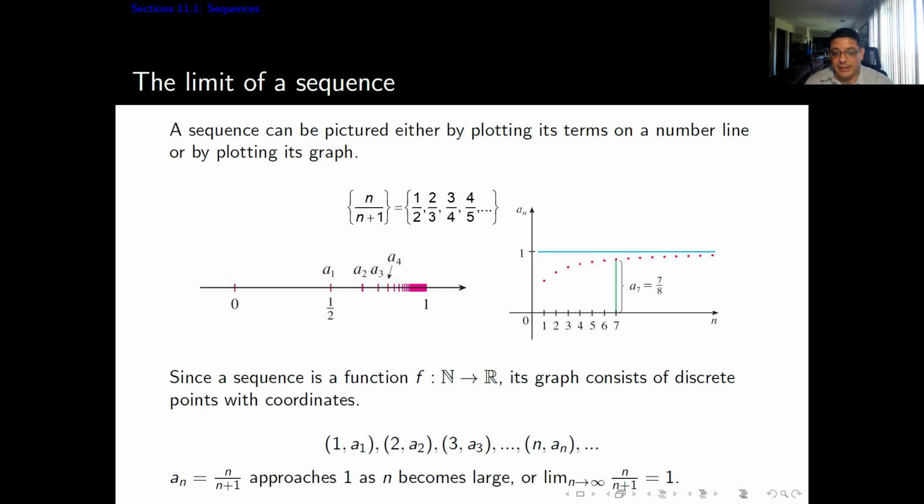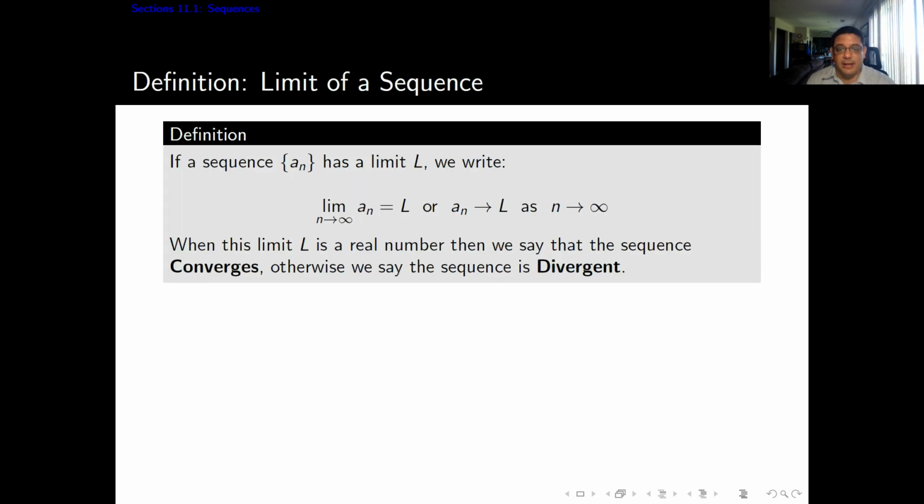Now, for example, here we can see that n over n plus 1 is going to approach 1 as n becomes large. And because it's similar to an asymptote, you probably are not going to be surprised that the limit as n goes to infinity of n over n plus 1 is equal to 1. And that's going to lead me to my next definition.